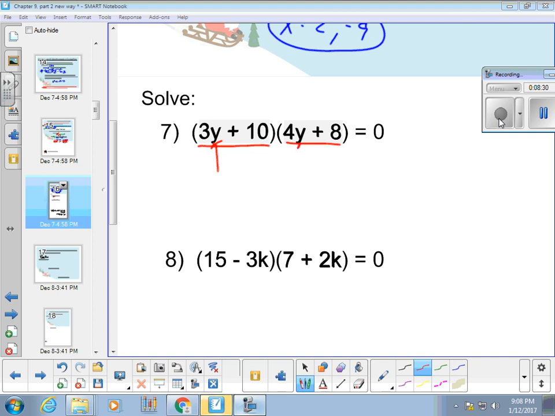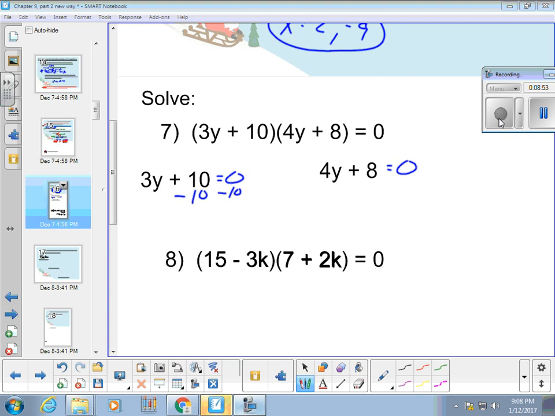And what value for y can I put in to make it 0 in this binomial? What value of y we'll do it for that one. So again, break them apart almost like two little linear equations. I've got 3y plus 10. When is that equal to 0? And 4y plus 8. When is that equal to 0? And this will give me my two answers. I solve these two little equations. Just like linears. Inverse operation.